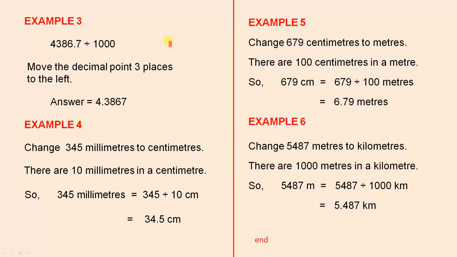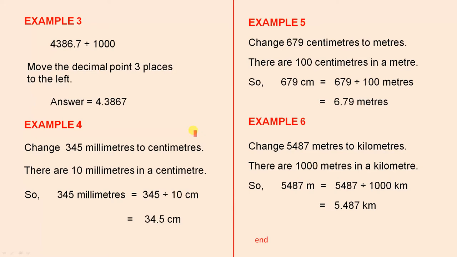Example 3, 4,386.7 divided by 1,000. Now since we're dividing by 1,000, we move the decimal point three places to the left. So from here we go 1, 2, 3. So the decimal point ends up between the 4 and the 3. So the answer is 4.3867.